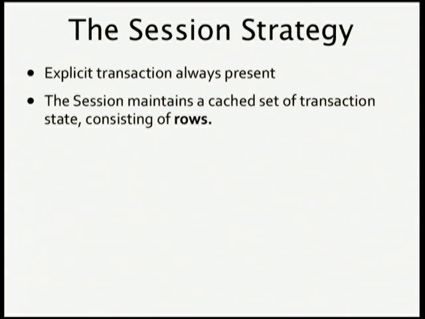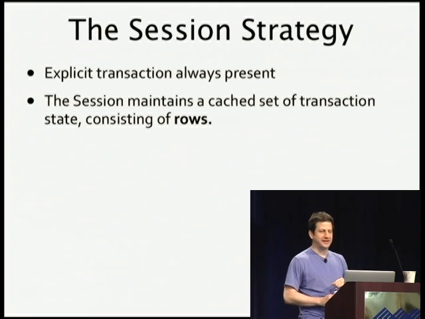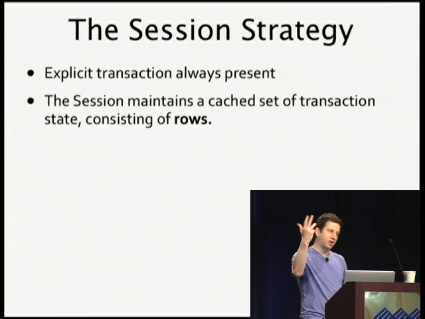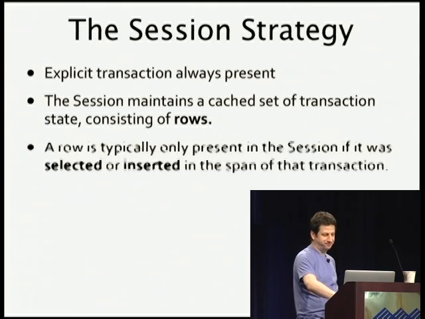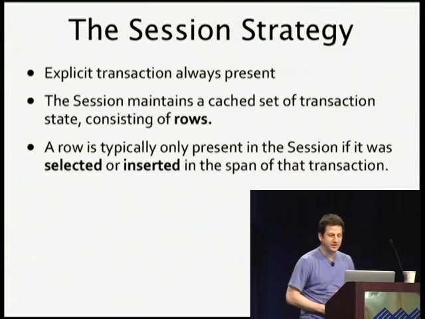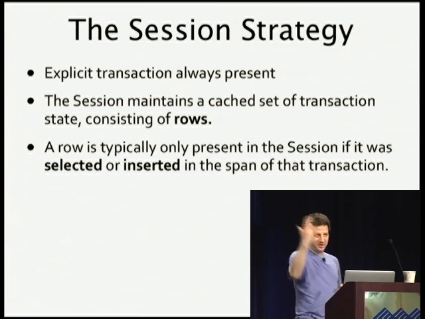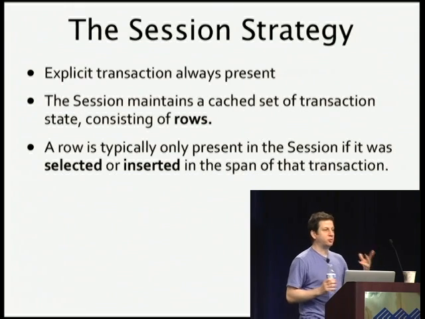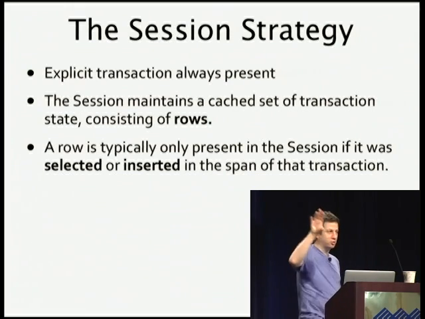When the session works, it maintains a cached set of transactional state, which consists of rows with identities, like user row primary key number 5. A row is typically only present in the session if it was either selected from the database with a select statement, or it was inserted into the database within the span of that transaction, which means that all the data that the session considers to be rows in the database came from that local transaction.